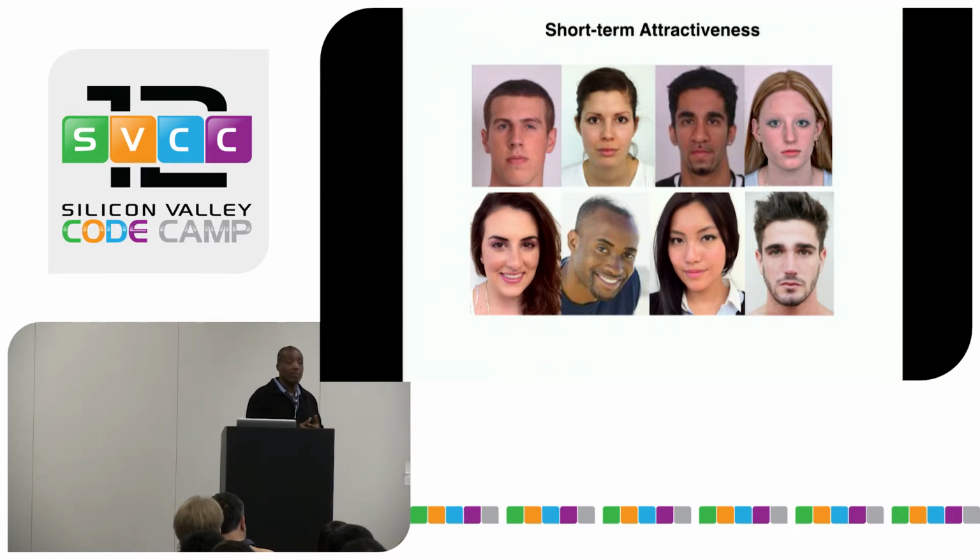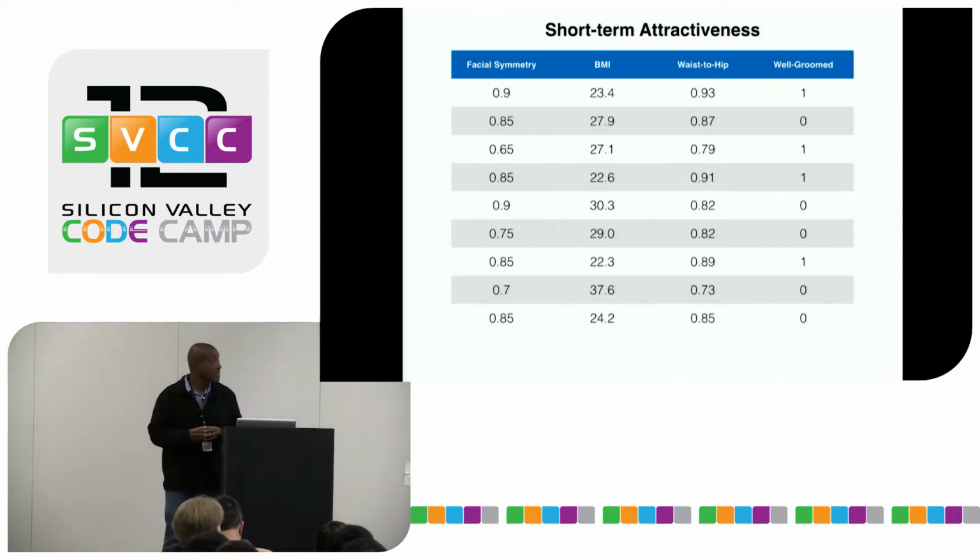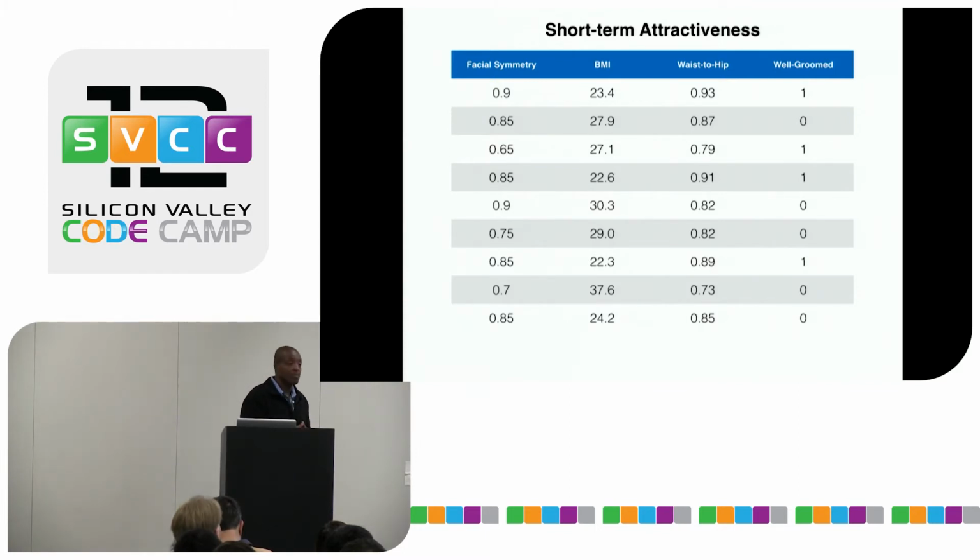Men were more attracted to women who had a waist-to-hip ratio of 7 to 10, okay? A BMI of slightly over 20. Women were more attracted to men who had a waist-to-hip of 9 to 10, and with body composition of 12. And everybody was more attracted to people who were well-groomed, okay? So let's look at that. Facial symmetry, which is the most important feature there. We have BMI, we have waist-to-hip, and we have well-groomed. Okay, don't worry about the gender there. So these are some of the features that we're looking at.